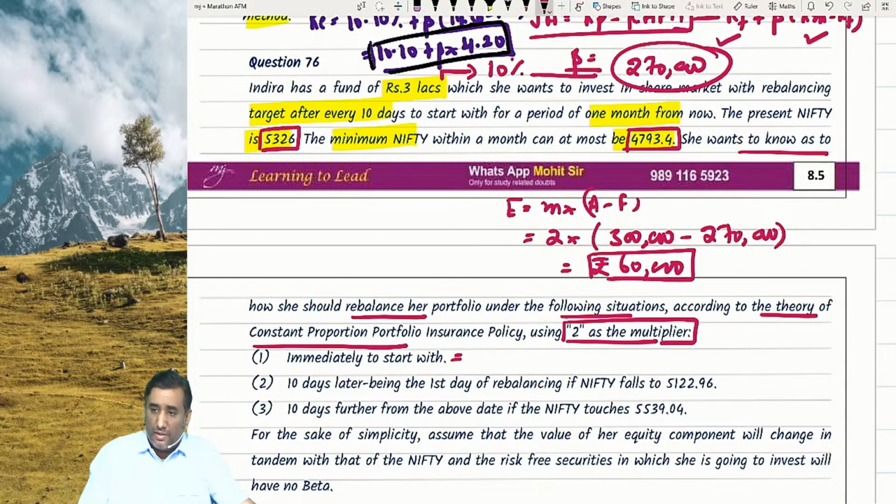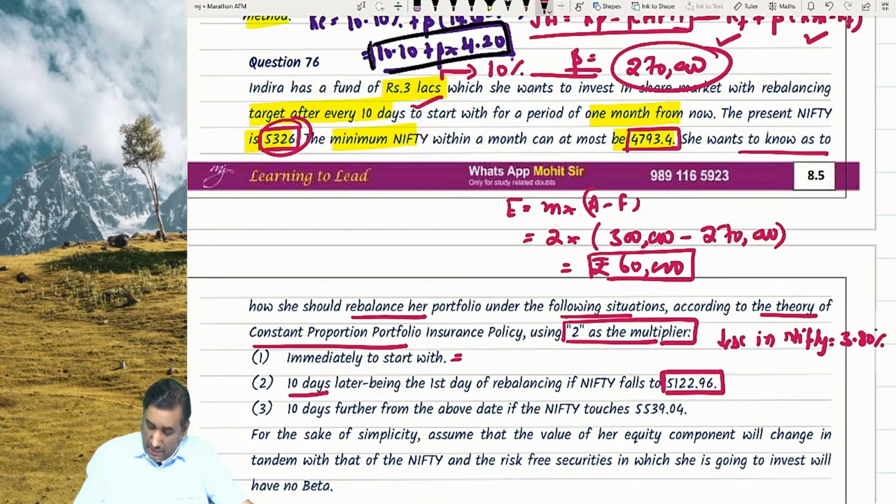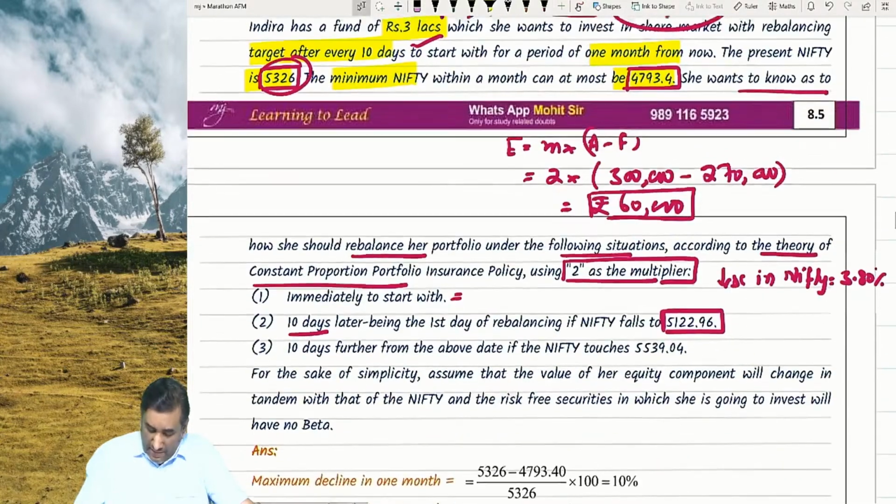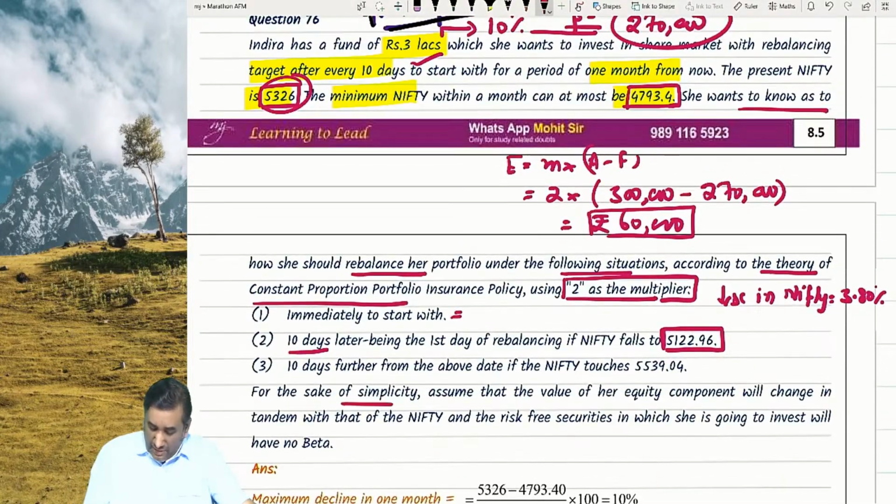Now what happens? First case is after 10 days, and she is saying she will rebalance after 10 days. The Nifty value is 5122.96. Started with what? 5326. Tell me the fall in Nifty, the decrease in Nifty. 3.8. One more line I will show you. He says, for the sake of simplicity, assume the value of the equity component will change in tandem with that of Nifty.